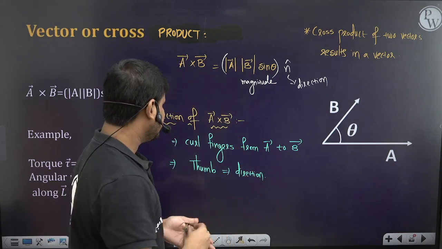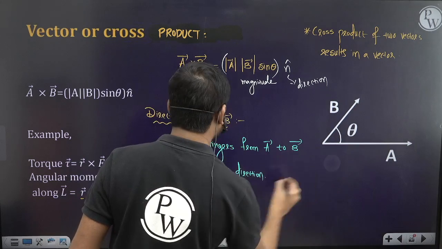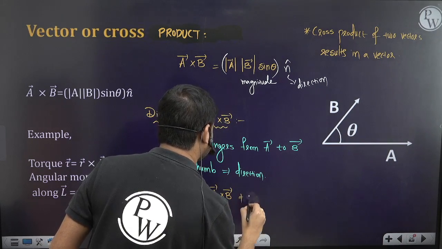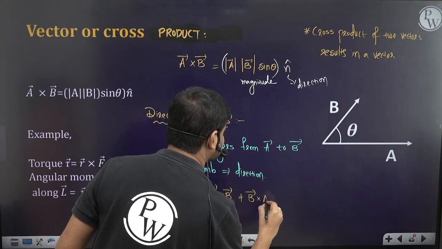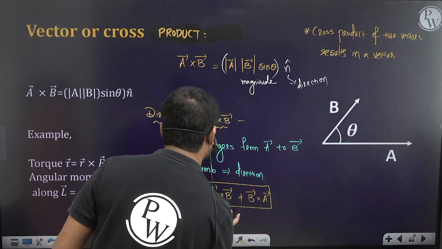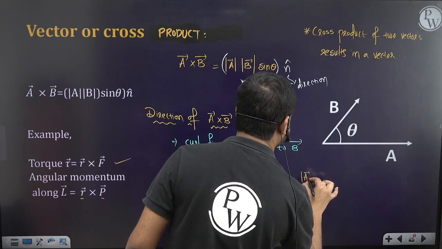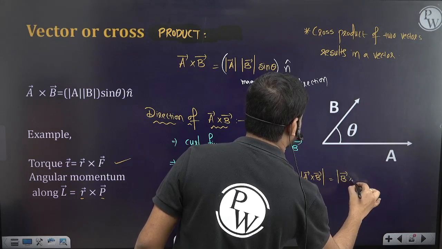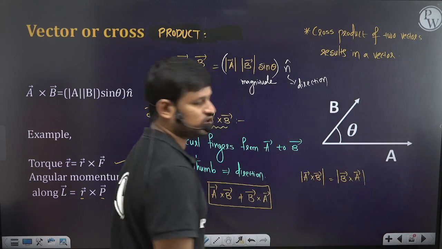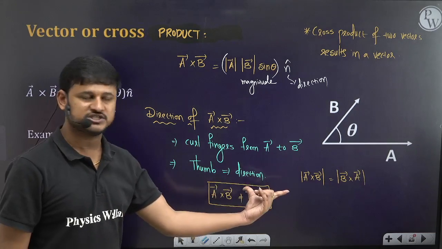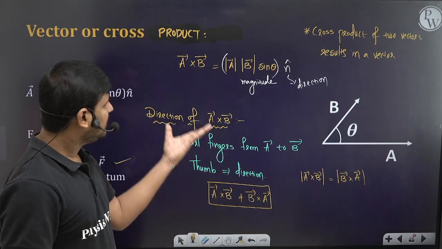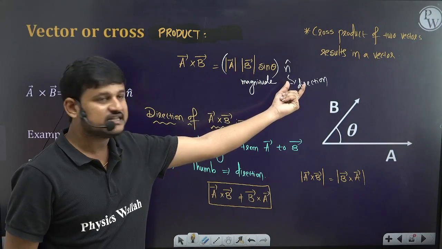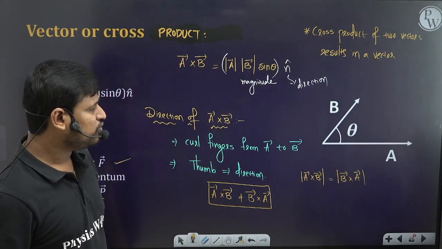So that's why we can say A cross B is not equal to B cross A. But the magnitude of A cross B will be equal to the magnitude of B cross A. Can you understand this logic? That is how we find the direction and how we represent A cross B: it will have the magnitude and the direction.